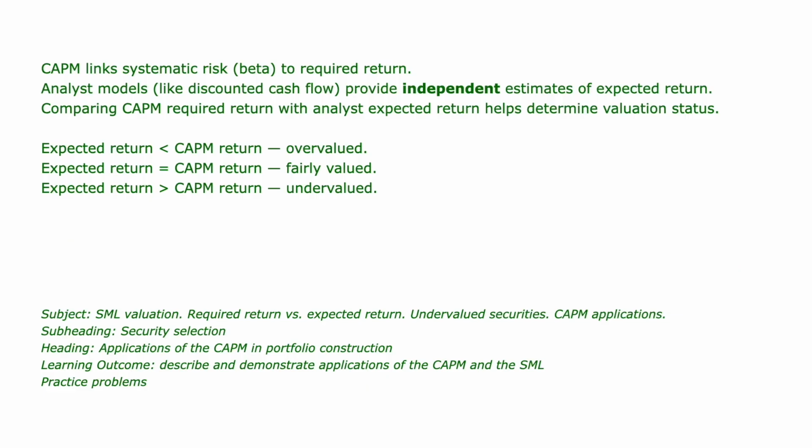Valuation rule: Expected return greater than CAPM return equals undervalued. Expected return equals CAPM return equals fairly valued. Expected return less than CAPM return equals overvalued. A simple comparison determines status.